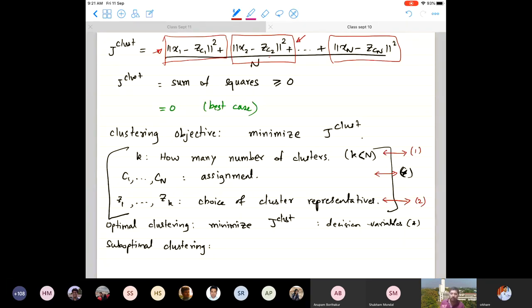And I do this exercise for all of the capital N data points in the data set that is given to me. If I do that, do you all agree that I have done the optimal cluster assignment in this particular case? I have fixed K, I have fixed the cluster representatives. How I fix the cluster representatives, I don't know.